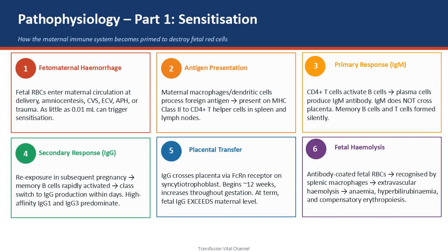This is why the first pregnancies are usually unaffected in Rh-HDFN, whereas memory B cells and long-lived memory T cells are formed at this stage. So step 4, in the secondary response, that is on re-exposure in the next incompatible pregnancy, memory B cells are rapidly recalled. They undergo class switching to produce IgG1 and IgG3, small monomeric molecules efficiently transported across the placenta.